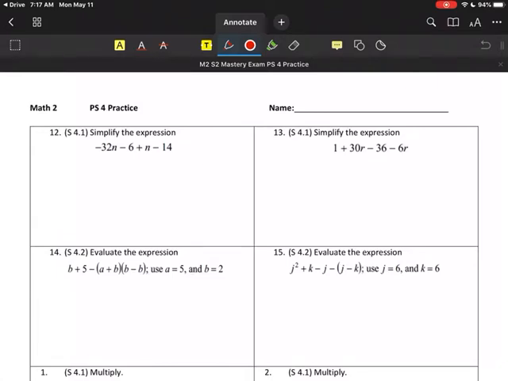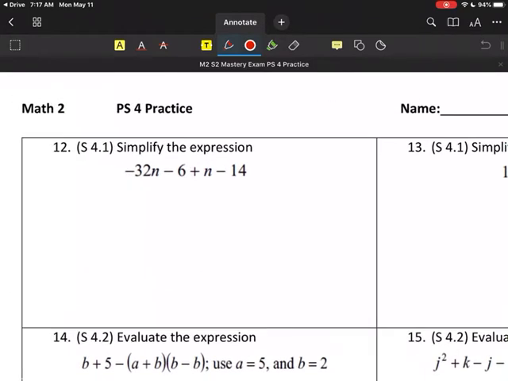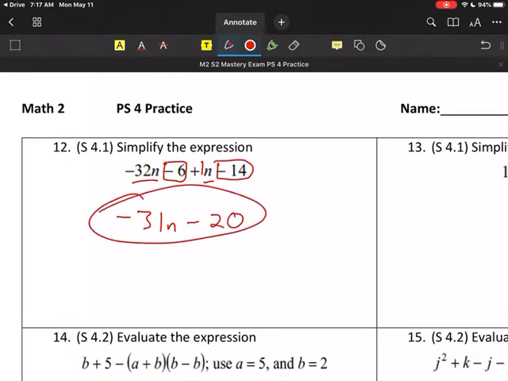So like number 12 here. I know my numbers are off, so bear with me. These two have an n, so you just add those together, right? Negative 32 plus the invisible 1, okay, is negative 31n. And then negative 6 and negative 14, they don't have any variables, so you combine those together and you're done, okay?